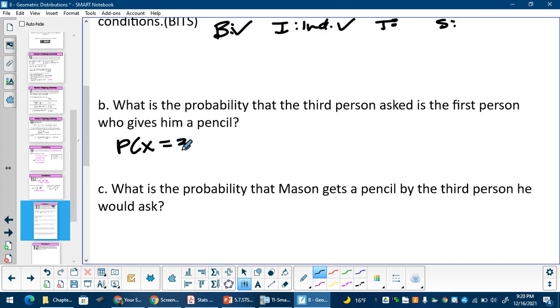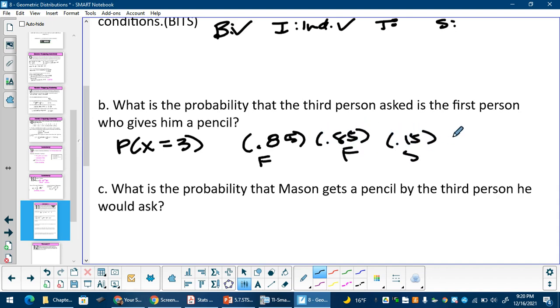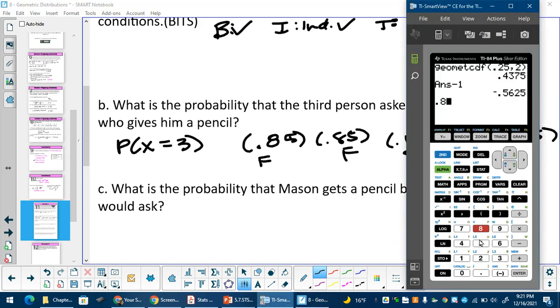What is the probability the third person asked is the first person who gives him a pencil? So we're looking for the probability of exactly 3. You can use geometric PDF, but I think it's just as easy to use the formula. So it's going to be a failure, which is 0.65. I lied, I can't do math at this time. 15%, the opposite is 85, excuse me. So he's going to fail, and then he's going to have success. So you could also write that as 0.85 to the second times 0.15. Right, so I'm going to calculate that. 0.85 squared times 0.15, and so I get 0.1275.